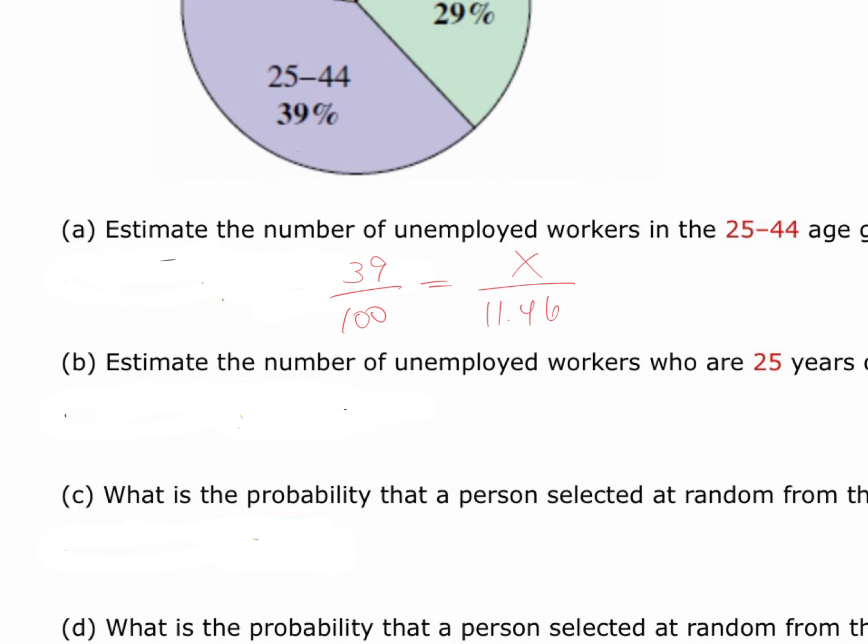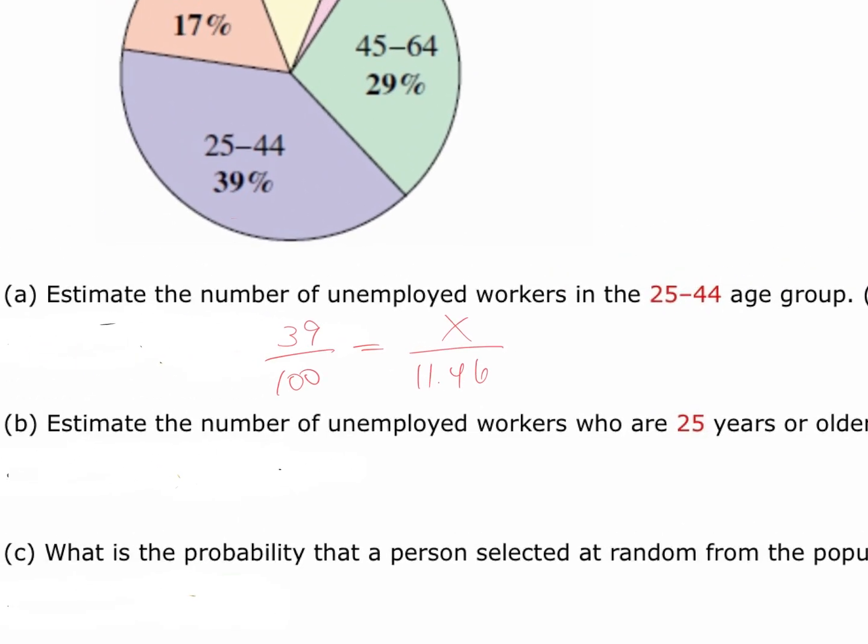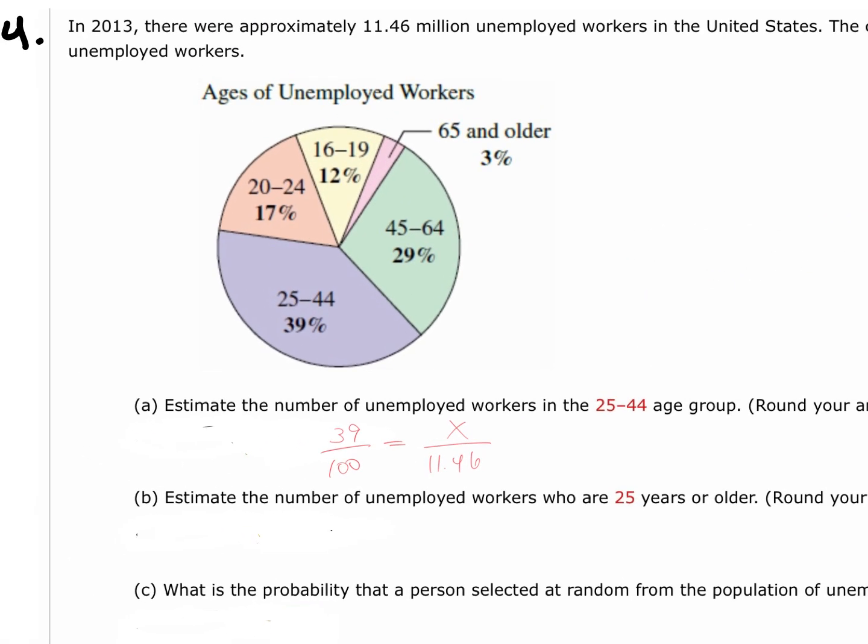Same thing on this one. Estimate the number of unemployed 25 or older. So what do you do with all the percentages here? You add them, 25 or older. So it's 39 plus 29 plus 3 over 100, and then equals x over 11.46, cross multiply.